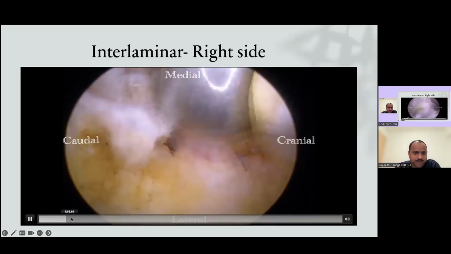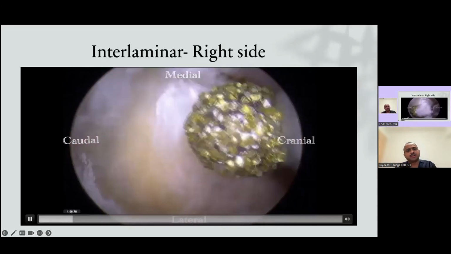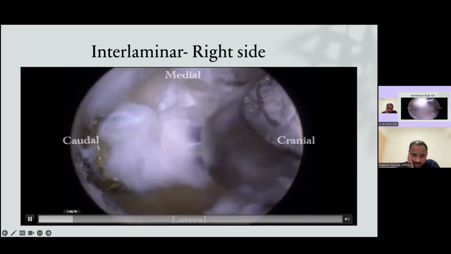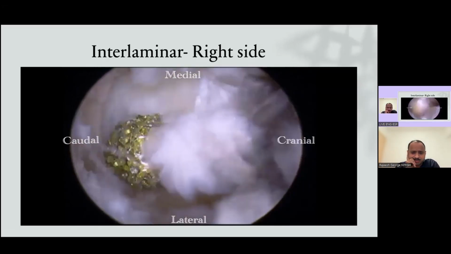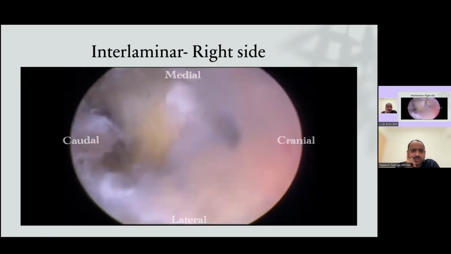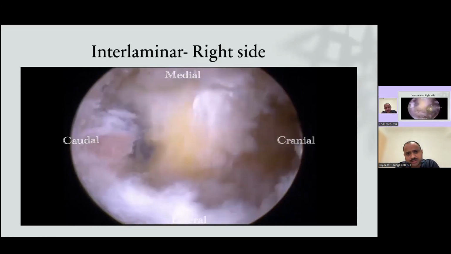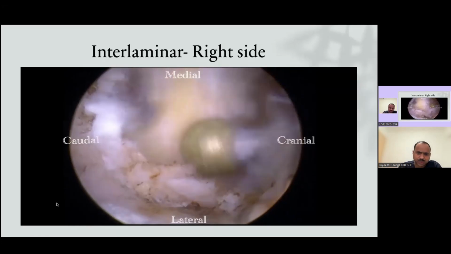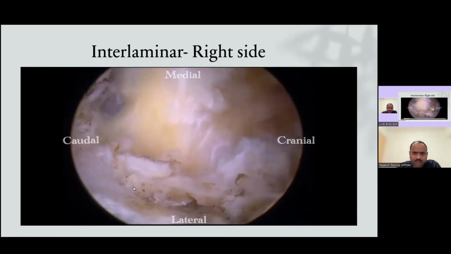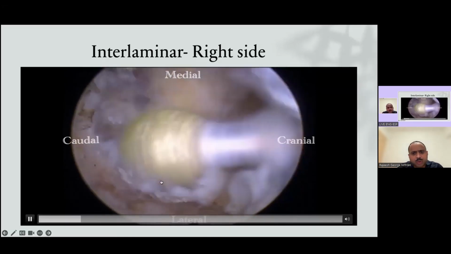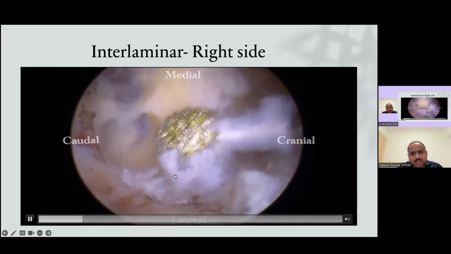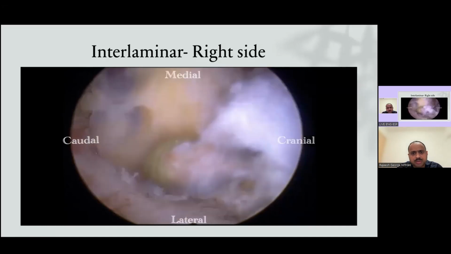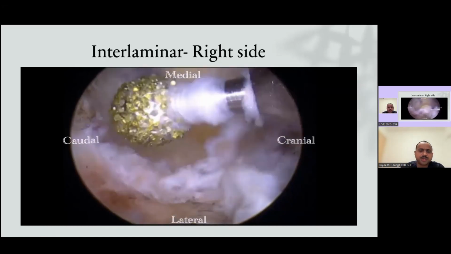Yeah, so once you identify the caudal lamina, then we start with our drilling of the caudal lamina. And remember, the caudal lamina is thinner, and you might be able to breach through the caudal lamina, as happened in this case. Once you do that, I go on to the ipsilateral facet, SAP, IAP, and I start drilling.